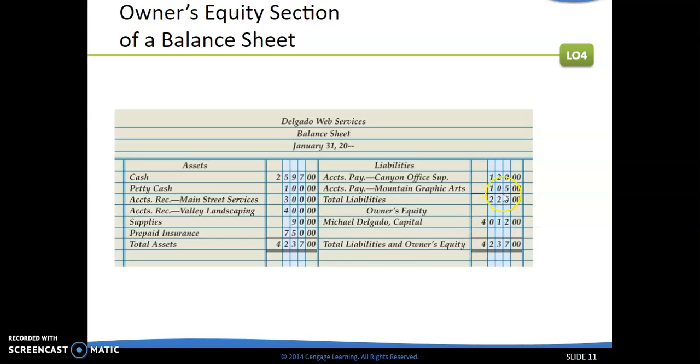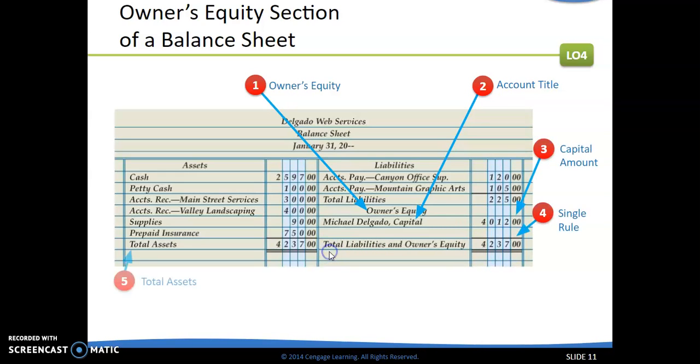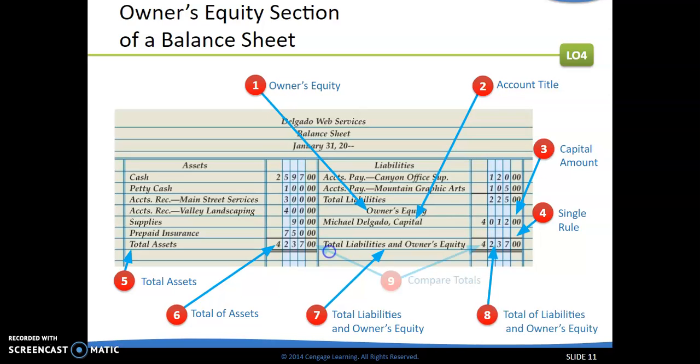Then you add your two liabilities and it will give you your total liabilities and owner's equity. If you did everything properly, once you're finished, the total assets will equal the total liabilities and owner's equity.